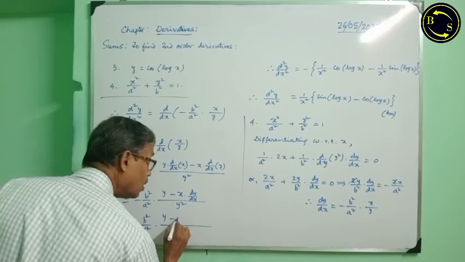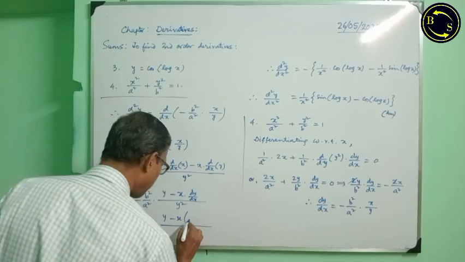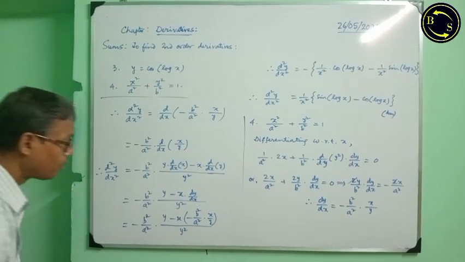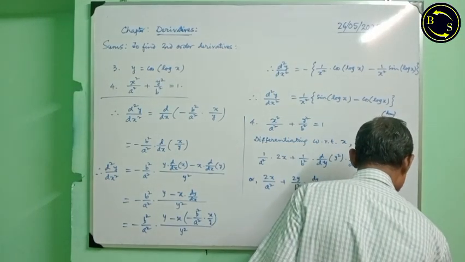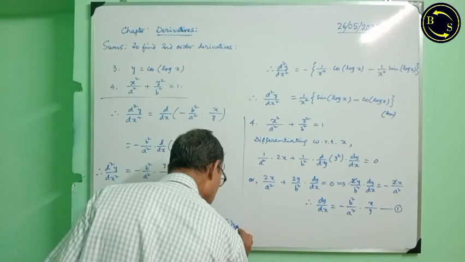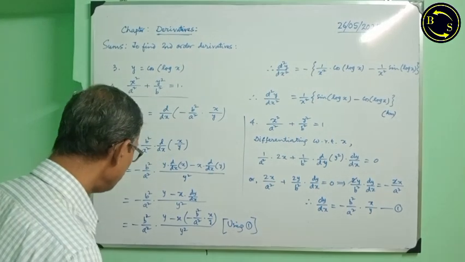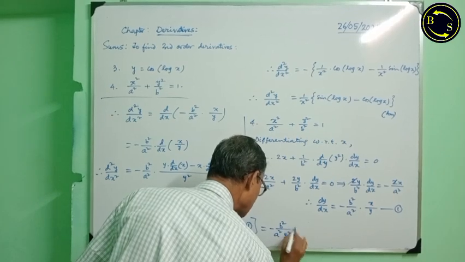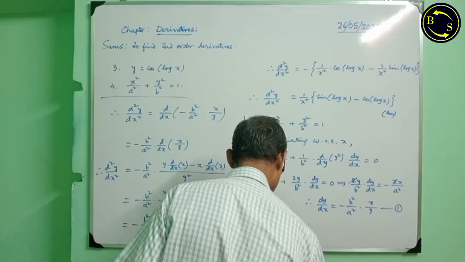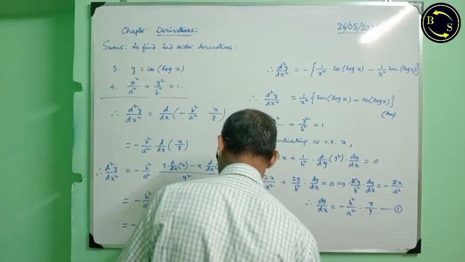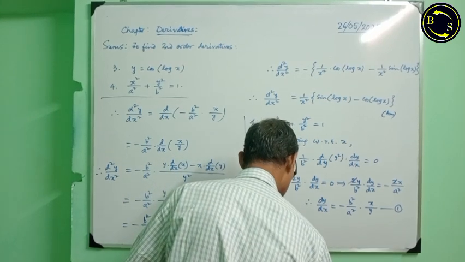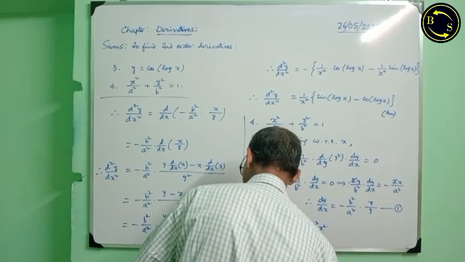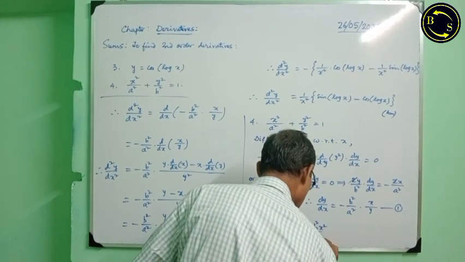x dy/dx means x, if I take this as 1, here we mention using 1, that is equal to minus b squared by a squared y squared into y minus, minus means plus, b squared x squared by a squared y.